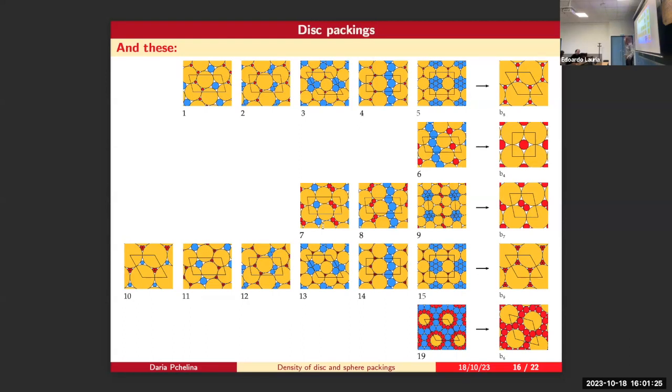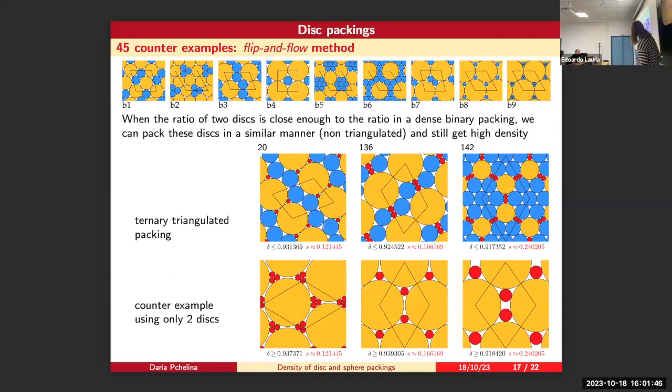So that means that sometimes adding a new disk that we can use if we want doesn't increase the maximal density. So we do not use this disk here. We just use only two of them. Okay. So I don't have much time, but these are counterexamples.